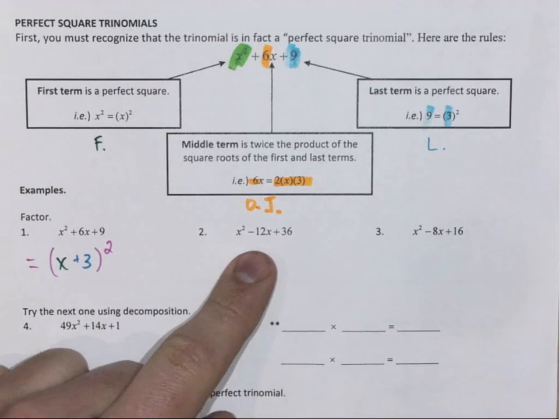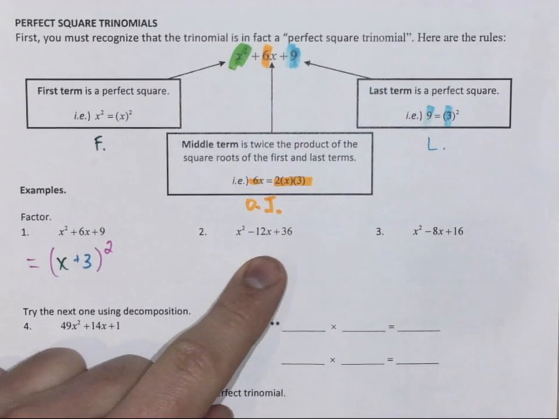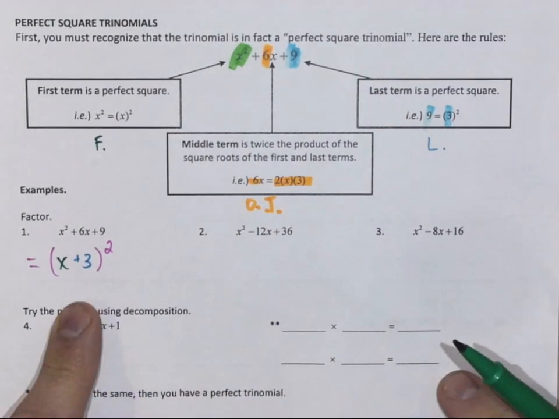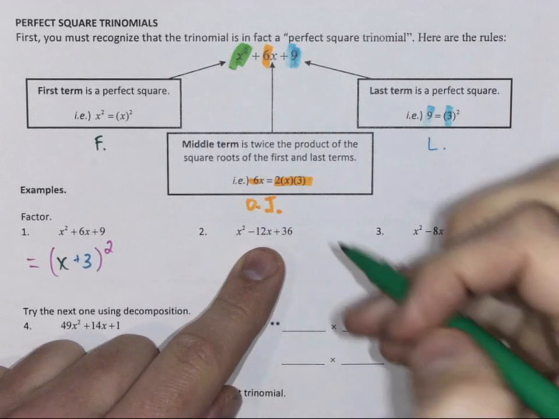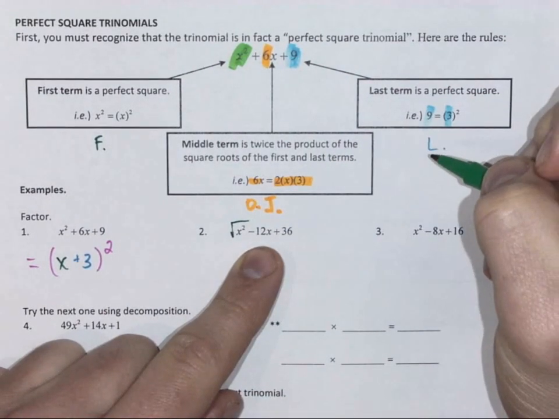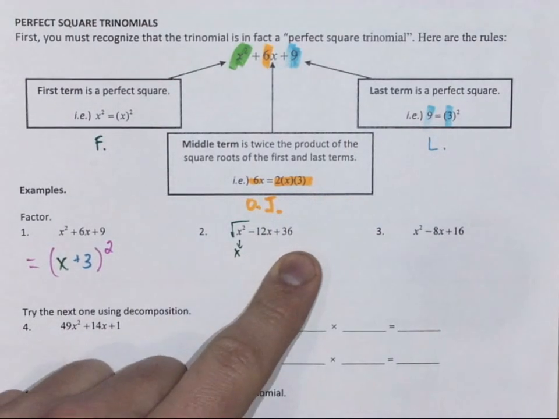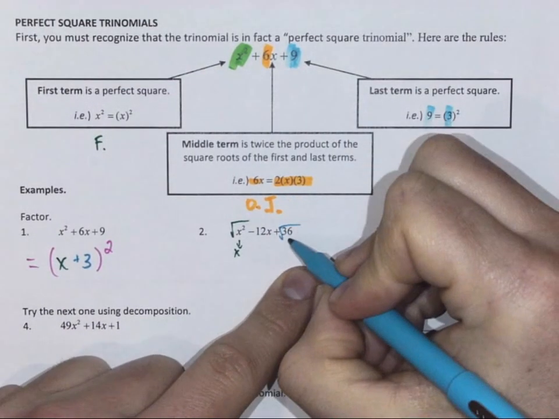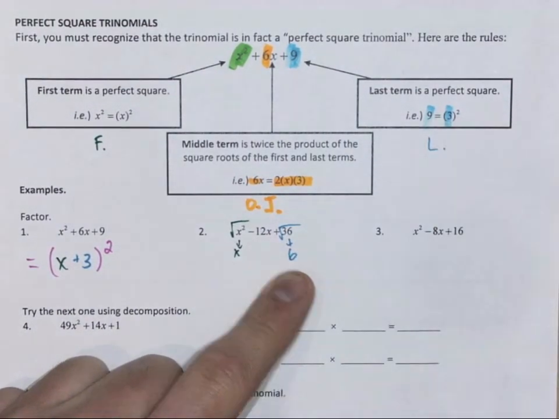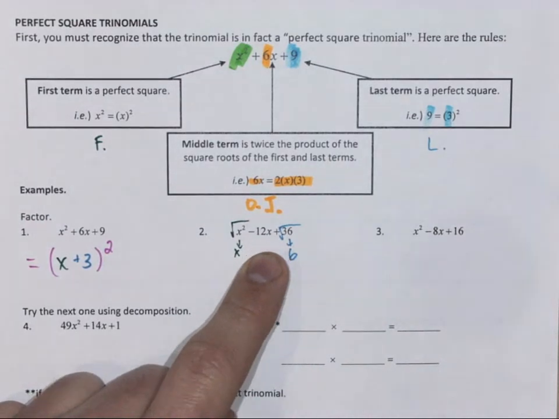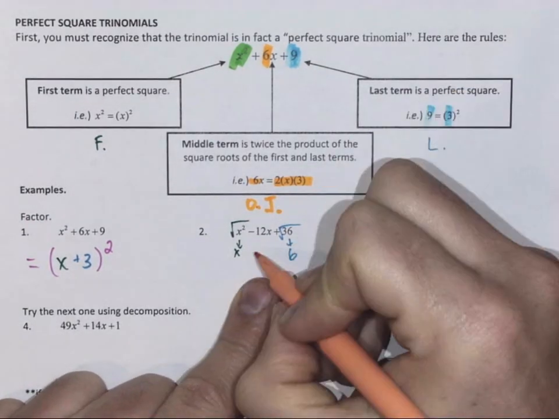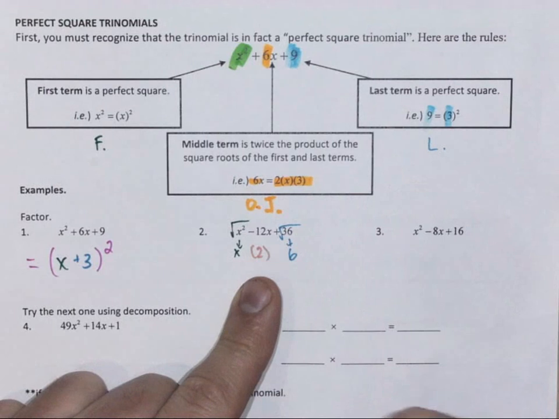So we do the same thing here. Let's see if it fits the pattern. If we can recognize it, we go right to our answer. If we can't, let's check. Can we take the square root of x squared? Yeah, that's x. Can we take the square root of 36? Yeah, that's 6. What's 6 times x times 2?